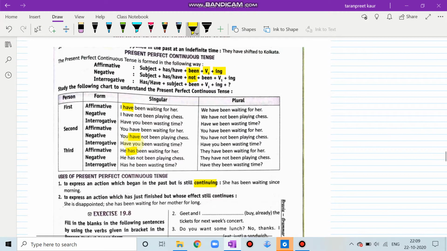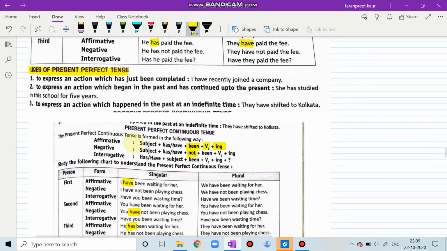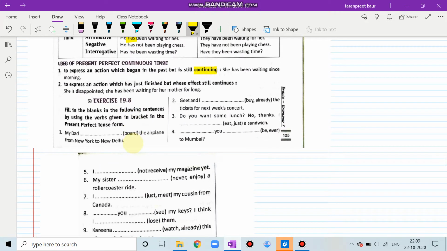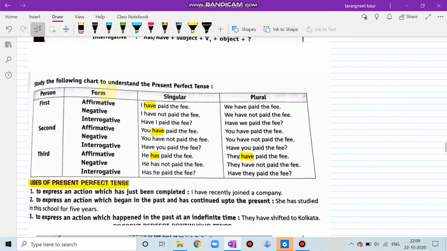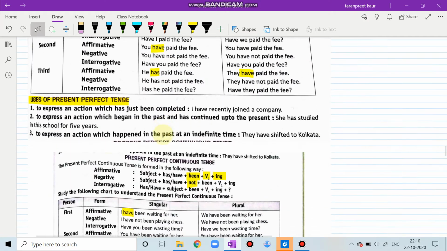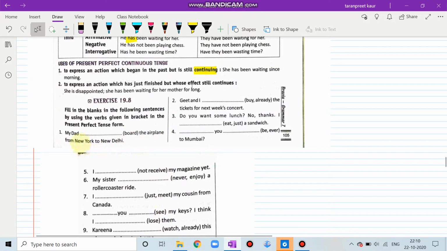Now I hope that these two tenses are clear, and based on these two tenses you will have to do the exercises which have been given here. We'll be discussing these exercises randomly, 2 or 3 parts, and the rest will be done by you. Like look at exercise 19.8. Here, fill in the blanks in the following sentences by using the verbs given in the bracket in the present perfect tense. Now we all know that in present perfect tense we have has or have and the third form of the verb. Now let us go through it and we should try and complete it.